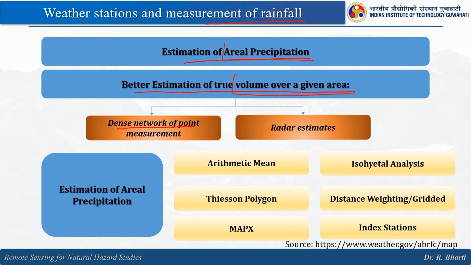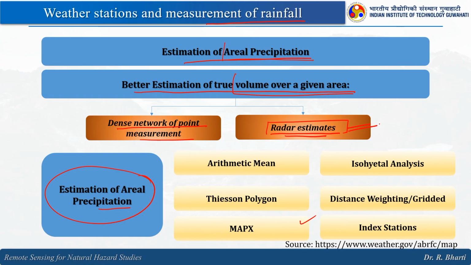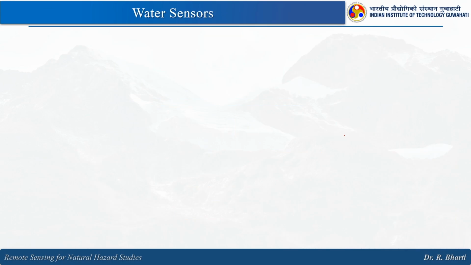So, a dense network of point measurements is required to generate such high spatial data sets, or we need to have the radar estimate. Here the radar will be used to estimate the precipitation. So, when we talk about this aerial precipitation, we use different methods to generate the high spatial resolution rainfall data set from this radar estimate, right.